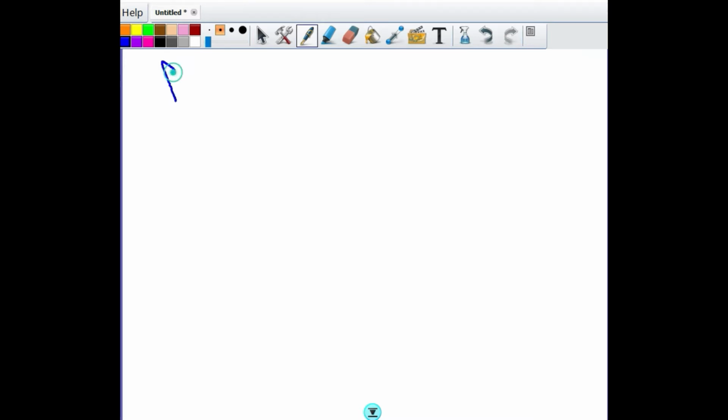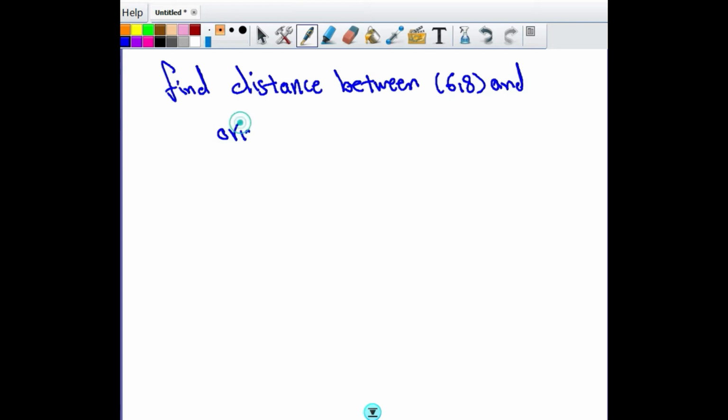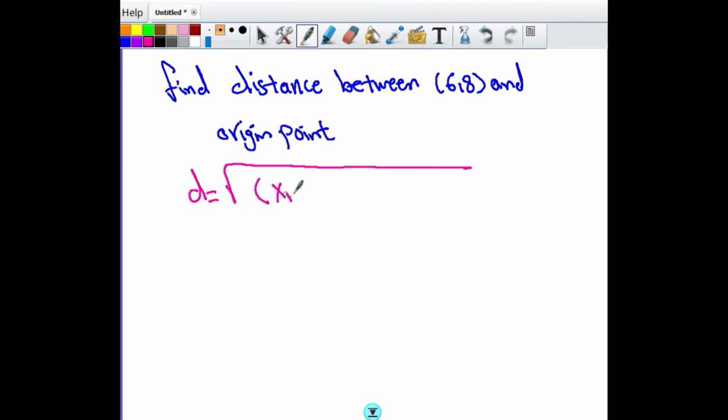Example number 1. Find the distance between 6, 8 and the origin point. Step number 1, find the rule. Distance equals square root of the difference between x power 2 plus the difference between y power 2, and after that by substituting inside the rule, square root x1 and x2.